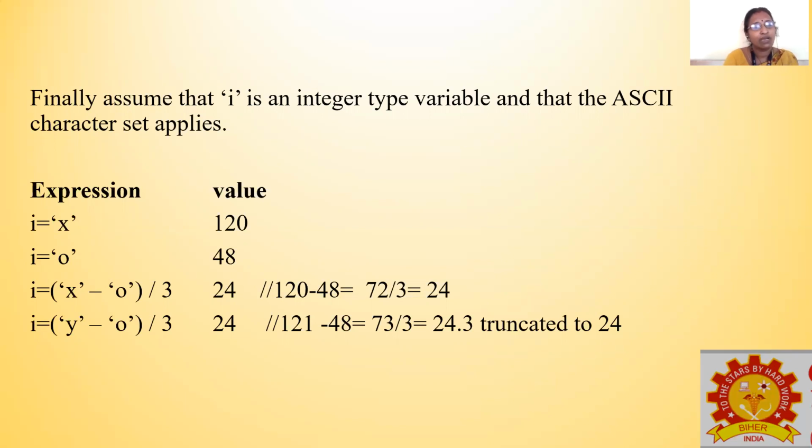Next, i = ('y' - '0') / 3. The ASCII value of 'y' is 121 minus 48, the ASCII value of '0'. That gives 73 / 3, which is 24.3. This is truncated to 24 because i is an integer variable. So i is assigned the value 24.